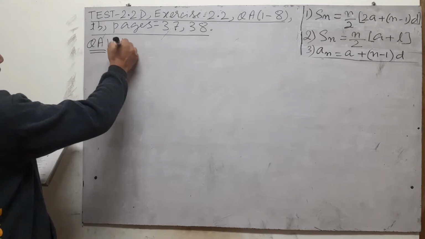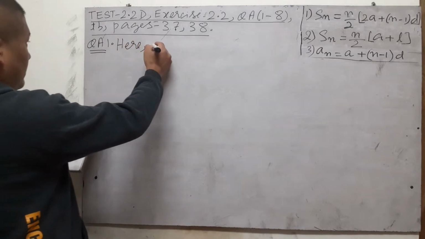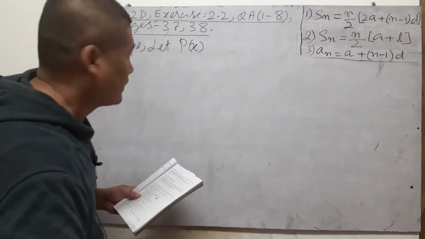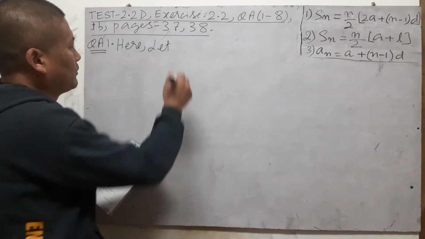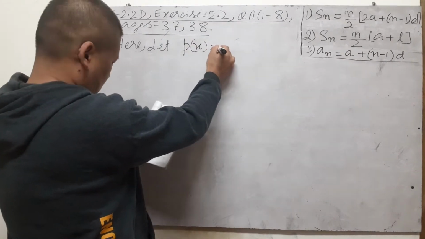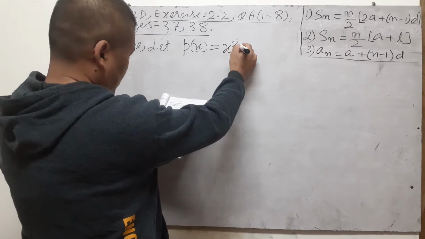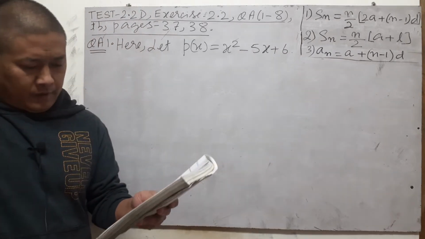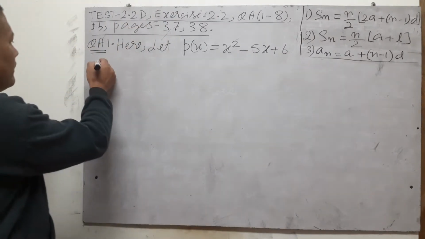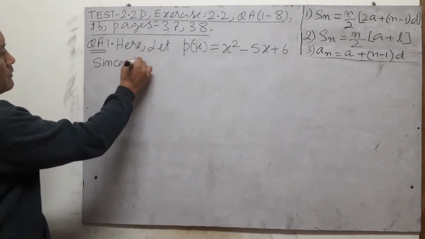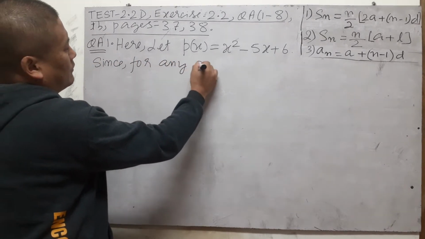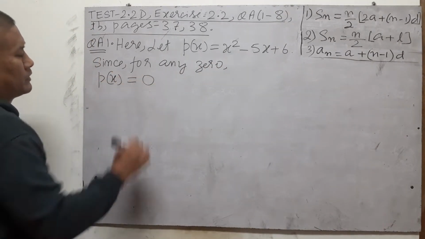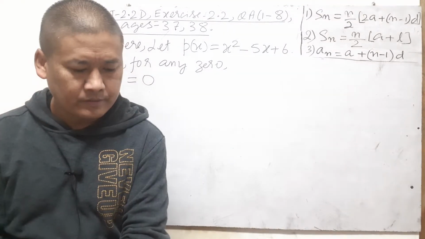So here, let p of x be denoting our polynomial value. Let p of x represent the polynomial. Let p of x given here is x squared minus 5x plus 6. So we have to find the zero, which means we can use this knowledge that we know, since for any zero value of a polynomial, the p of x, the polynomial, is always equal to 0. So we can write like that.